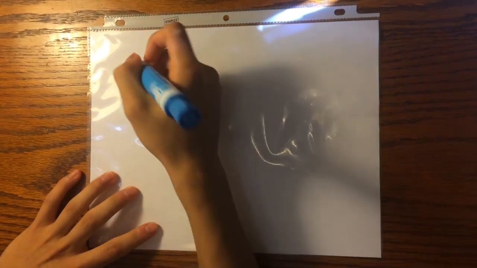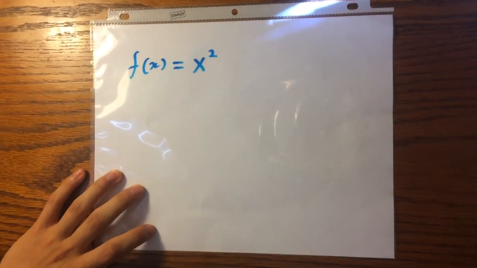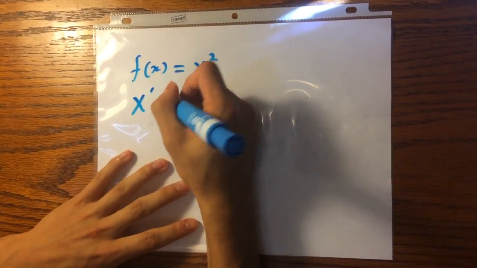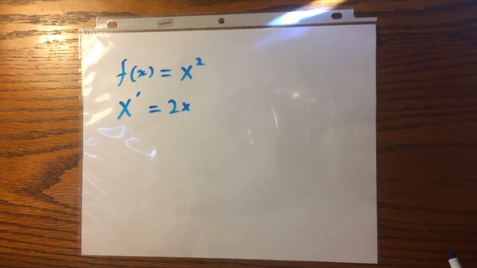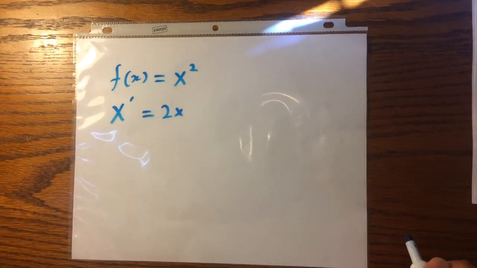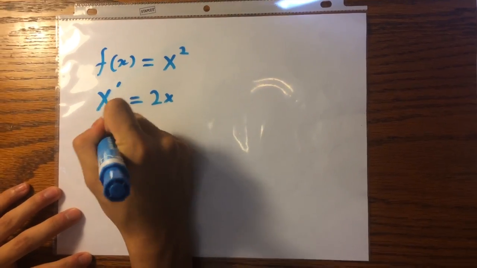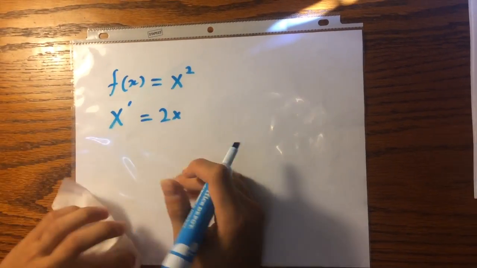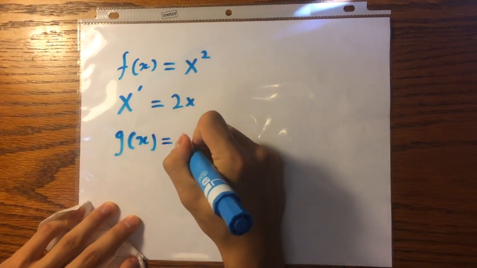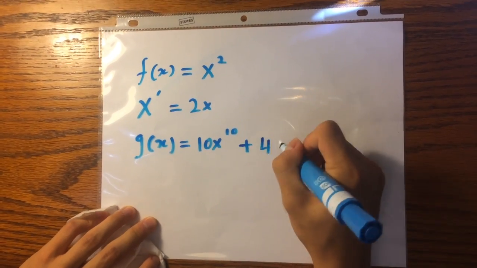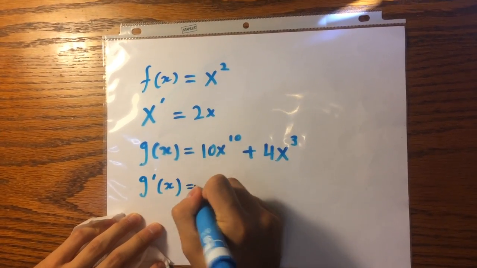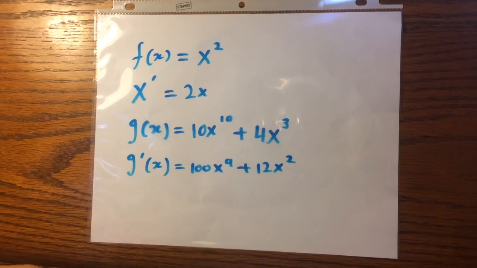But before we get into new information, let's review derivatives and what they actually mean. First, we see the function f of x equals x squared, and if we use the power rule, we bring the 2 down, and the 2 becomes a 1, so f prime of x equals 2x. With our second example, g of x equals 10x to the 10th plus 4x cubed, we use the power rule again, and we get 100x to the 9th plus 12x squared.